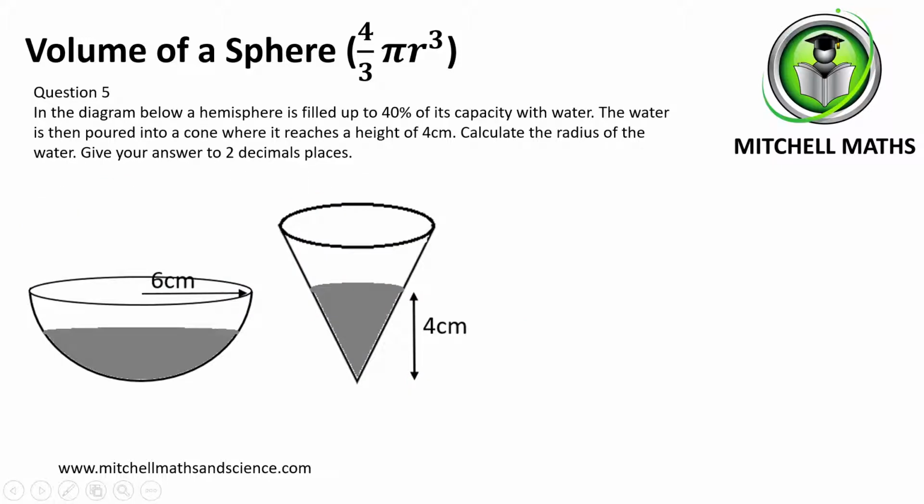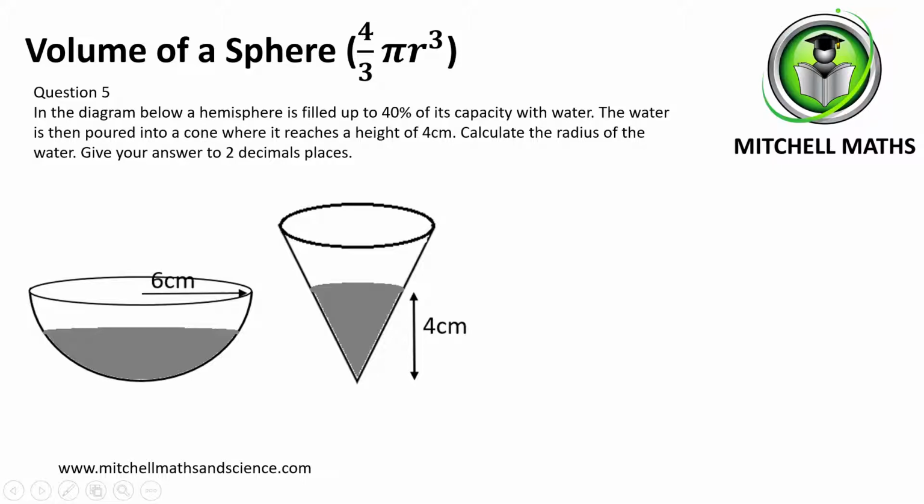Right, and the final question we're going to have a look at is, in the diagram below, the hemisphere is filled up to 40% of its capacity with water. The water is then poured into a cone where it reaches a height of 4 centimetres. Calculate the radius of the water. Give your answer to 2 decimal places.